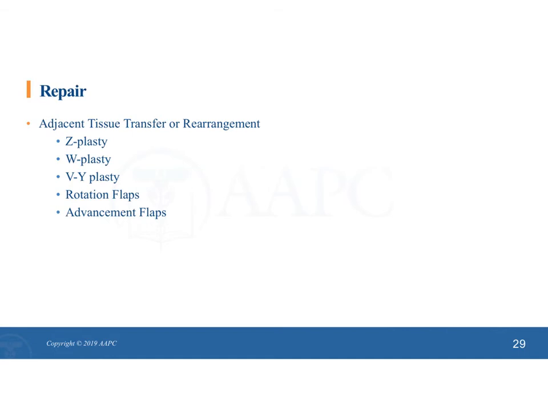You have Z-plasty, W-plasty, V to Y-plasty, rotation flaps, rhomboid flaps, advancement flaps, and there are some others. You can see illustrations in your CPT code book of an advancement flap and a rotation flap. If you run into any of these mentioned plasties, rhomboid flaps, rotation flaps, advancement flaps, they are adjacent tissue transfers. We need to remember, we do not code the excision of the lesion as well.